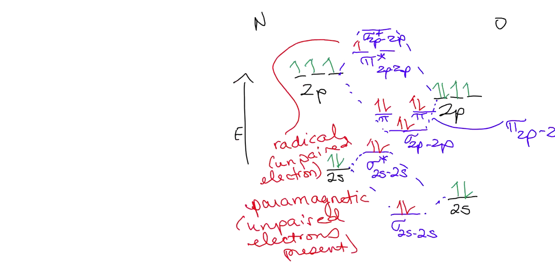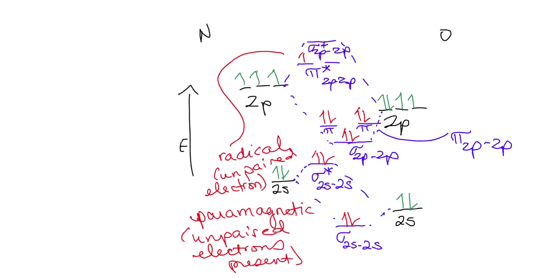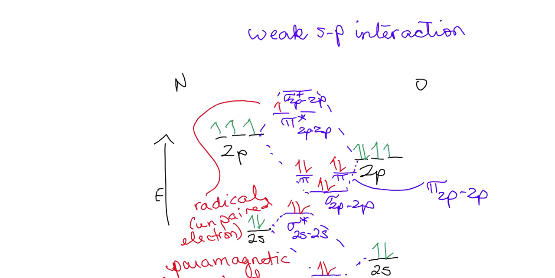Okay. What else can we determine from our molecular orbital? When we look at our structure, it turns out that the radical electron is more likely to be on the nitrogen. Okay, 2, 4, 6, 8, 10, 11.